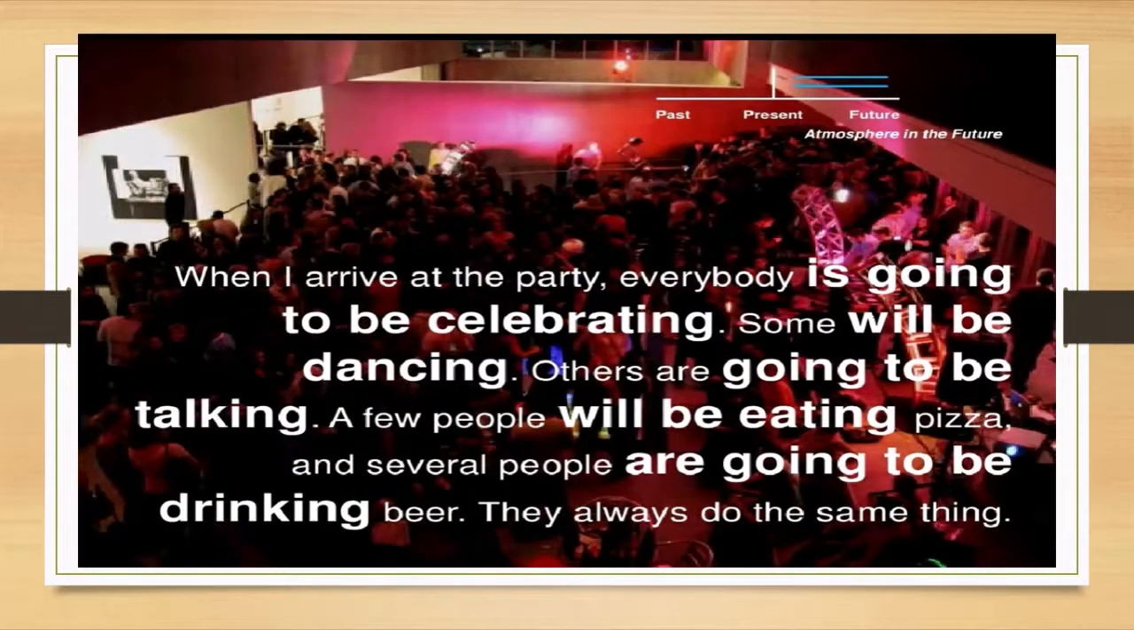When I arrive at the party, everybody is going to be celebrating. Some will be dancing, others are going to be talking, a few people will be eating pizza, and several people are going to be drinking beer. They always do the same thing. Now I'm talking about future tense, you have to keep it in your mind. Actually, this picture is showing the atmosphere in the future.